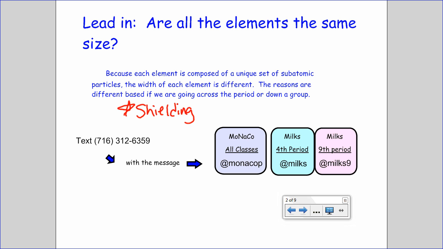Okay? So you come to me after you watch this video and say, Mr. MoNaCo, ask me a question about the atomic radius trend. I'm going to ask you, what is the cause for the atomic radius trends that we observe? Your answer should be electron shielding. That's your Easter egg.